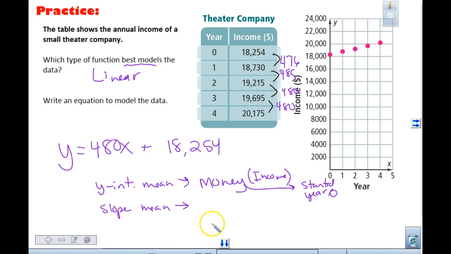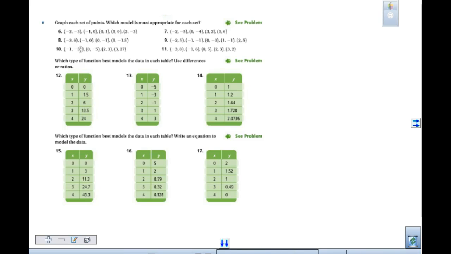Raise your hand. Someone check. How much money they make in a year? So this is the money, and in this case, we're going to say our $480, right, per year. That's what we're going up by. So if on the final you're asked to explain what those slope and y-intercept mean, think about what they mean in the context of that situation.